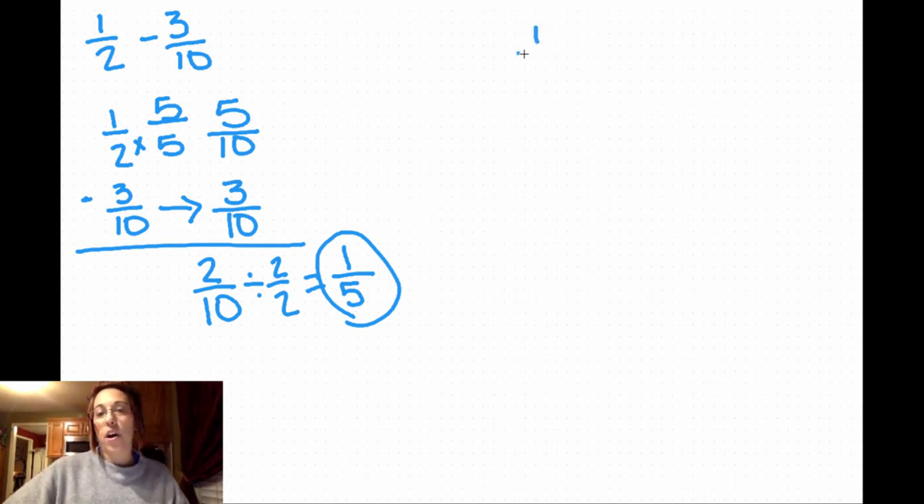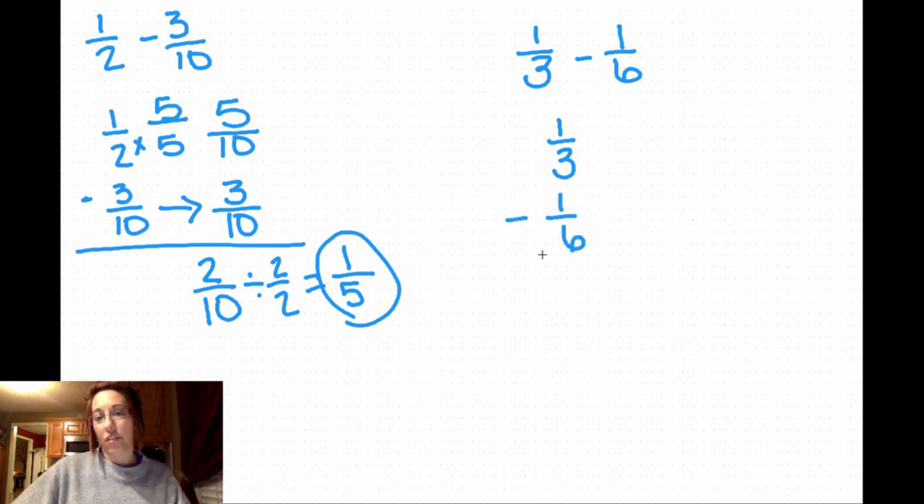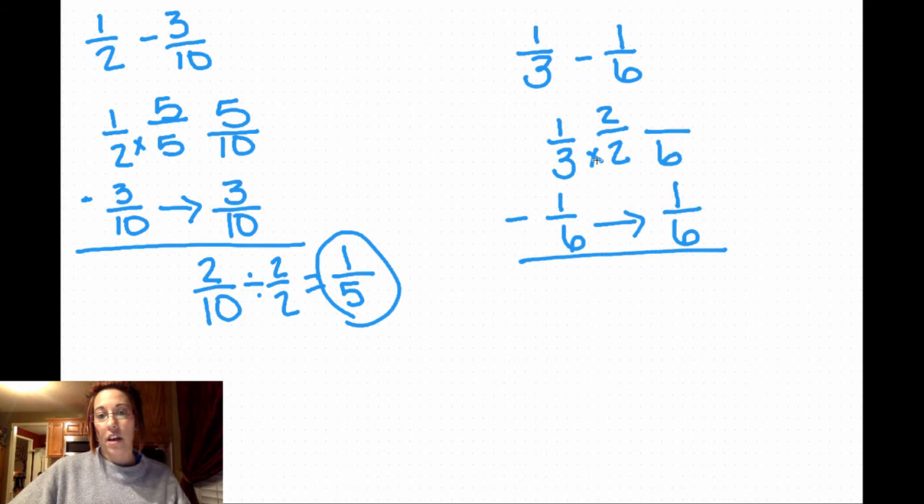So let's try 1/3 subtract 1/6. Write them vertically. 3 will go into 6, so 1/6 comes straight over. 3 times 2 is 6, and 1 times 2 is 2. 2/6 minus 1/6 is 1/6.